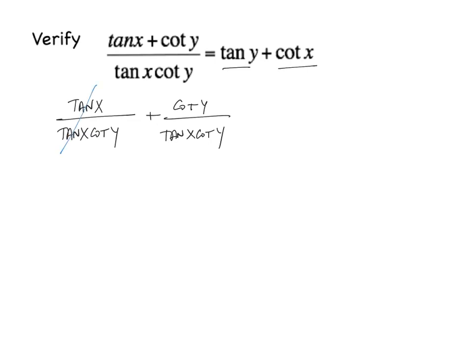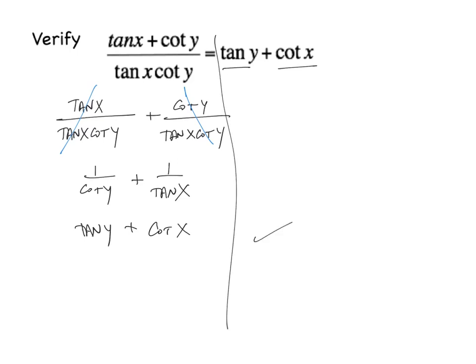And look, I can cancel the tangent x's, so I would be left with 1 over cotangent y. And over here, I can cancel the cotangent y's, so I'll be left with 1 over tangent x. And 1 over cotangent is the same thing as tangent. And 1 over tangent is the same thing as cotangent. And that's what I was trying to show. So I'm done.